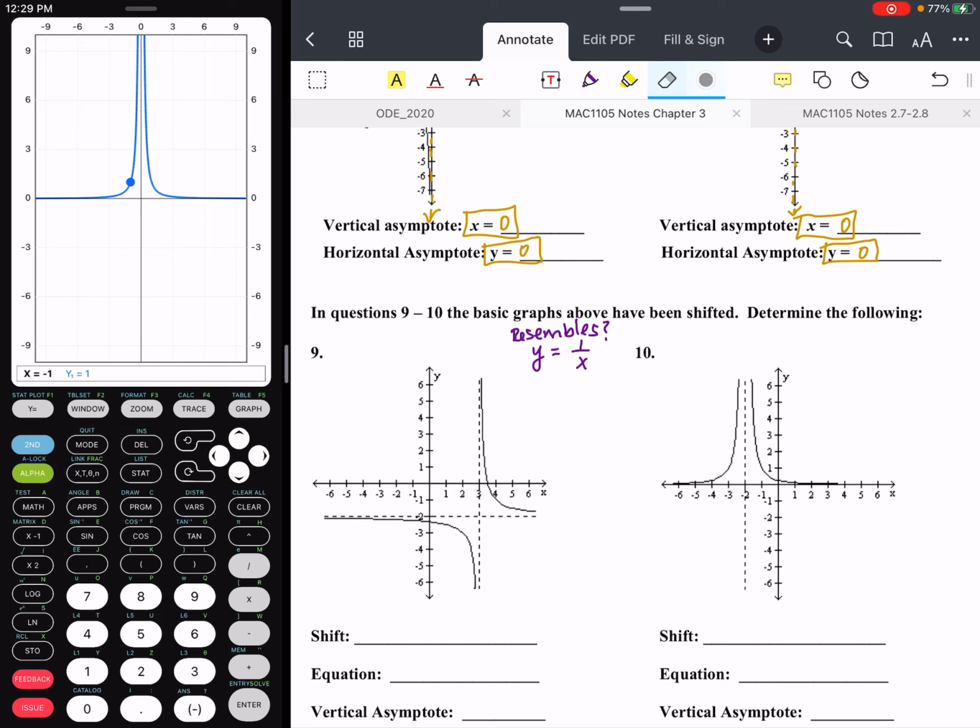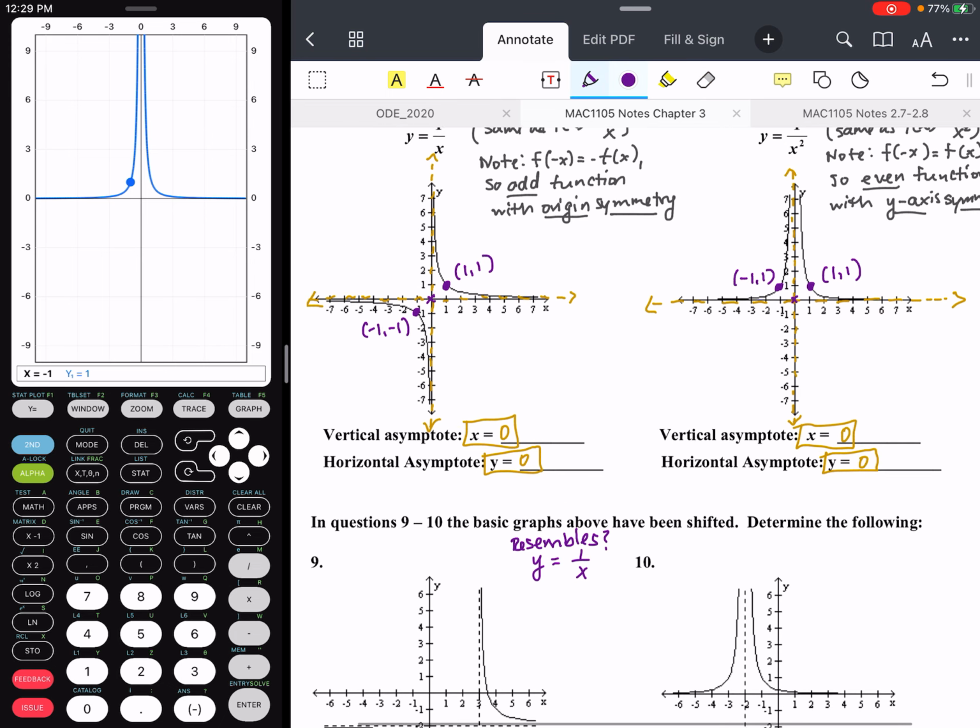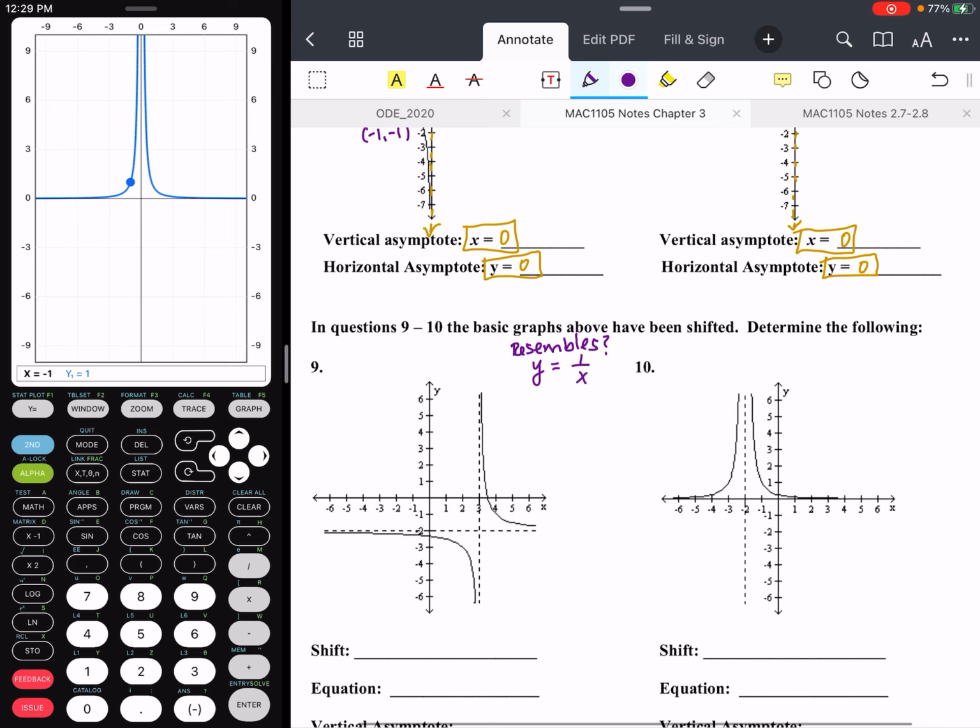Whereas for number 10, if I want to figure out which one it resembles, that more resembles y equals 1 over x squared, right? Because I've got the function in the top right and in the top left, and nothing below that horizontal axis. So this one resembles y equals 1 over x squared.